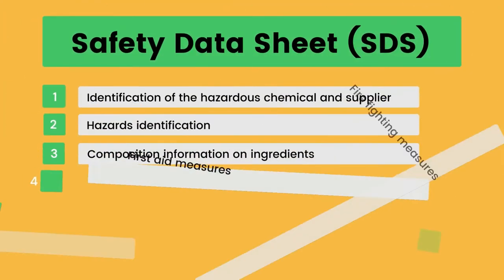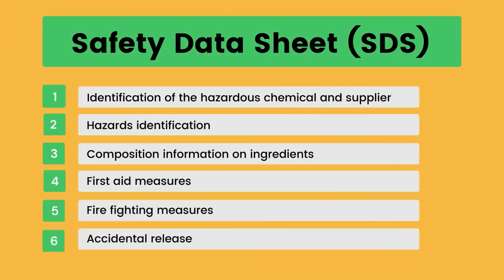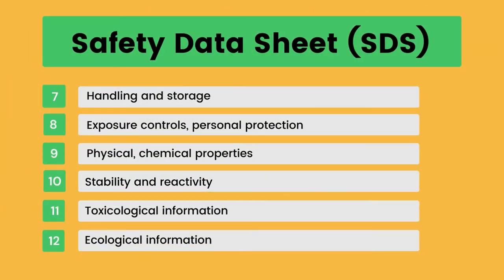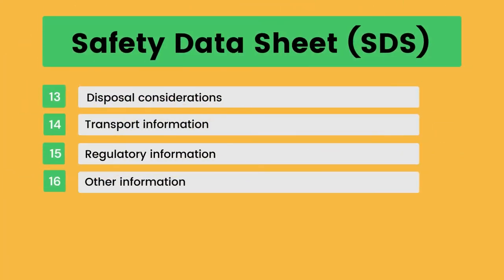The contents of the safety data sheet are as follows: identification of the hazardous chemical and supplier, hazards identification, composition information on ingredients, first aid measures, firefighting measures, accidental release measures, handling and storage, exposure controls and personal protection, physical and chemical properties, stability and reactivity, toxicological information, ecological information, disposal considerations, transport information, regulatory information, and other information.